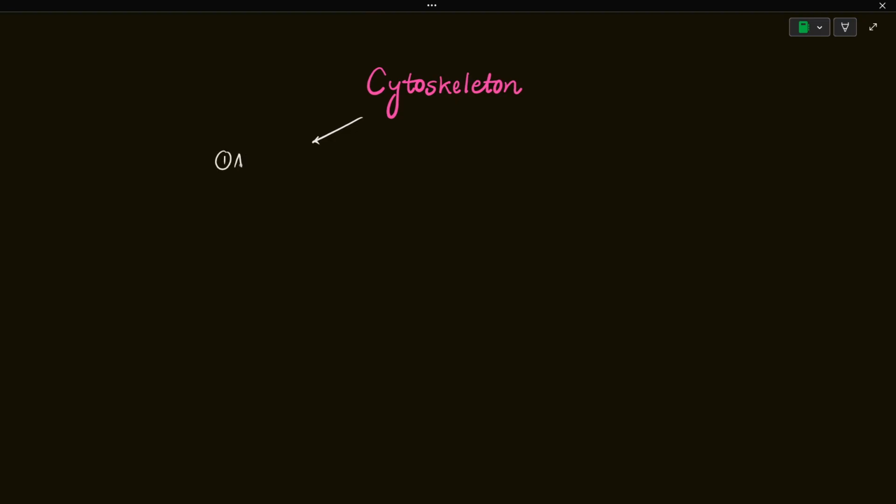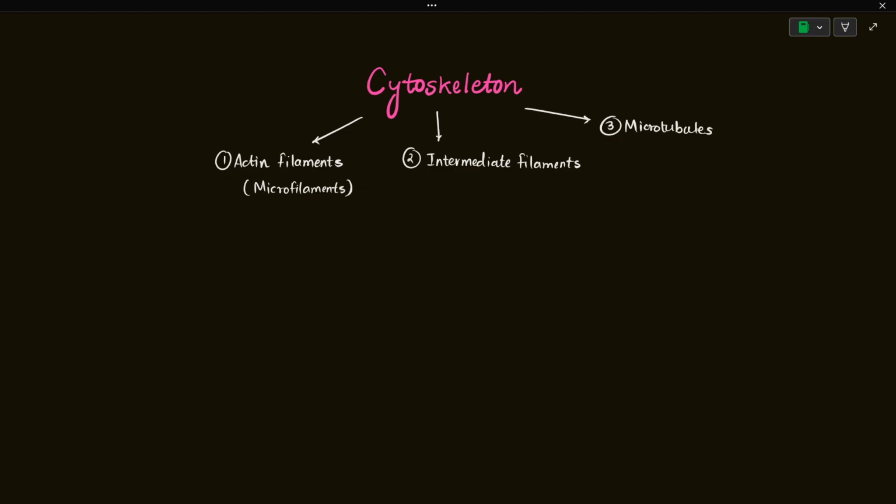The first ones are known as actin filaments. These are also known as microfilaments. The other type of filaments are known as intermediate filaments. And the third type is known as microtubules. Okay, so these different filaments, they have different roles that they perform in the cell.